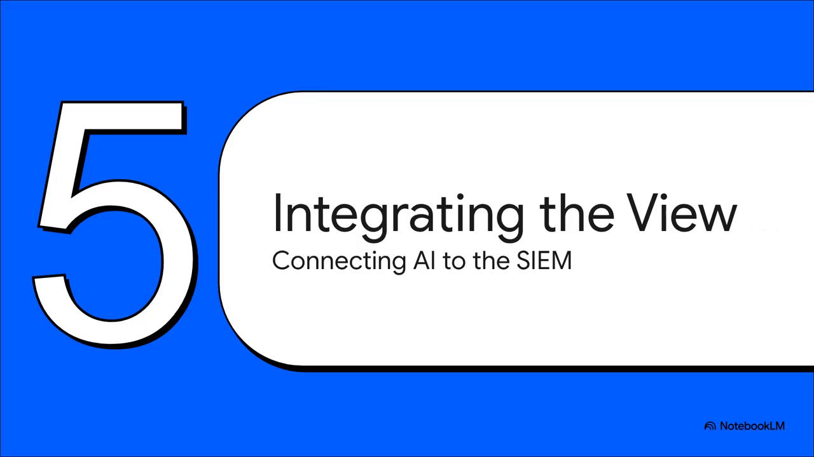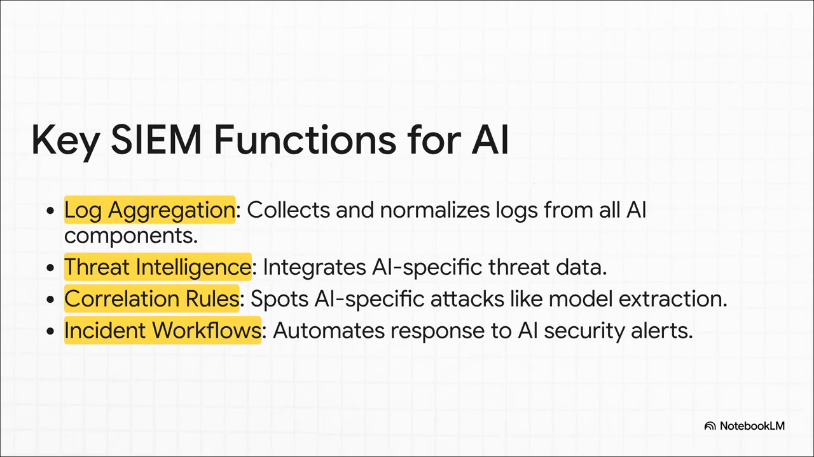Now, all this amazing AI monitoring is fantastic, but it can't live on an island by itself. It has to be plugged into the main security command center for the whole organization. And that brings us to our final section, integrating the view, which is all about something called a SIEM. A SIEM, that stands for Security Information and Event Management, is basically the nerve center for all security data. For AI, it does 4 huge things.